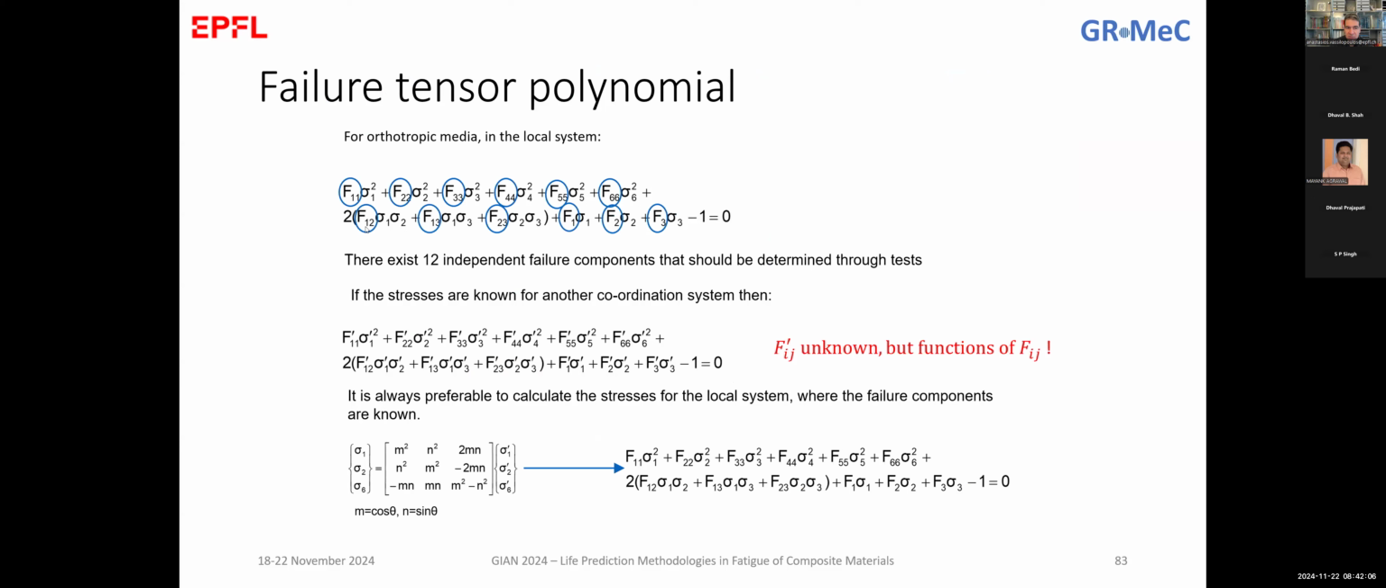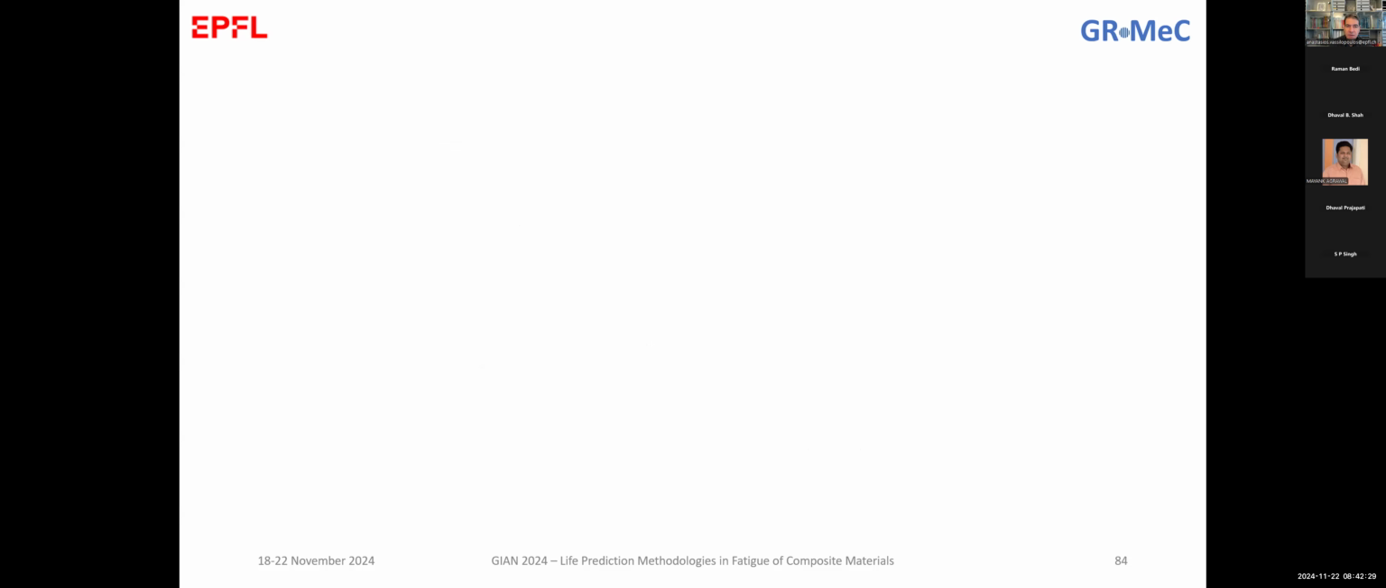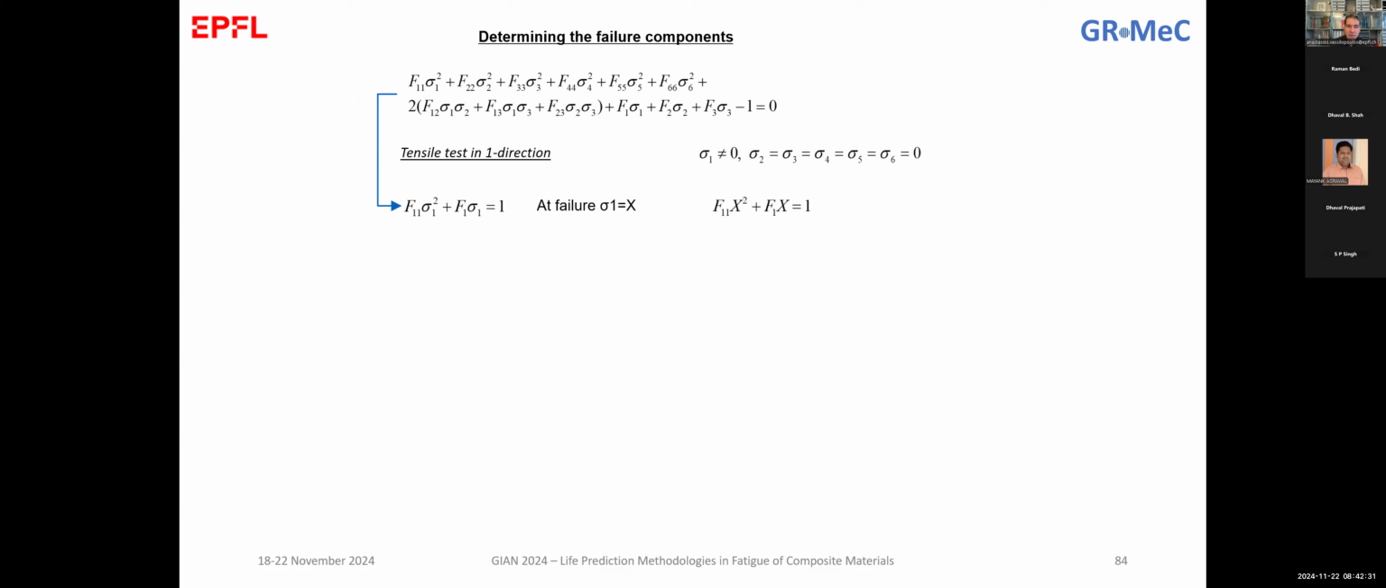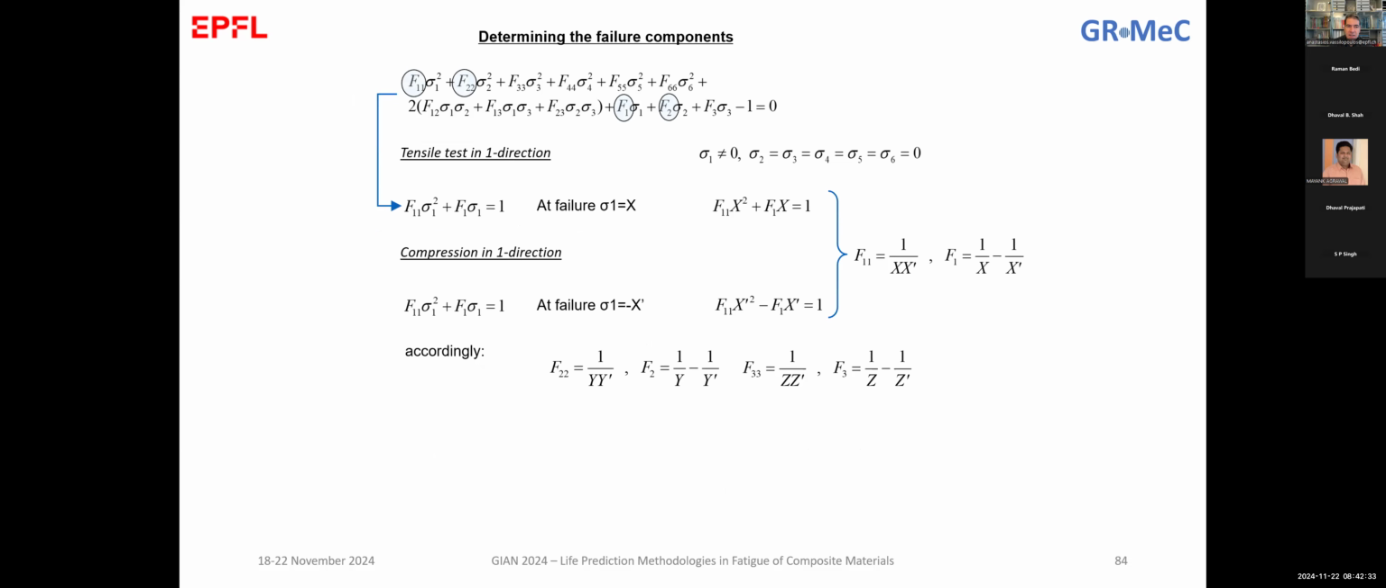This F12 term is related to F11, F22. These are the similar terms that we've seen before, but F12, F13, and F23 are called the interaction terms, and they are functions of the material properties and can be defined differently. So I will just open all this to discuss.